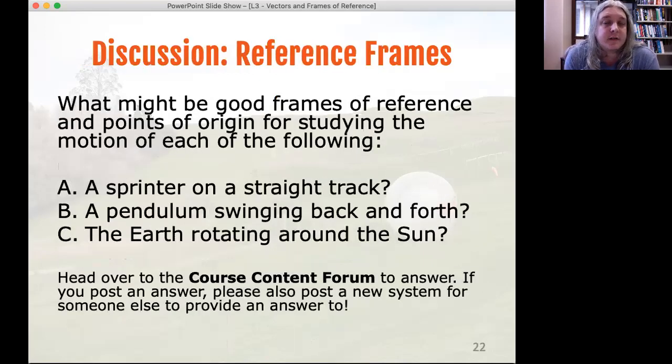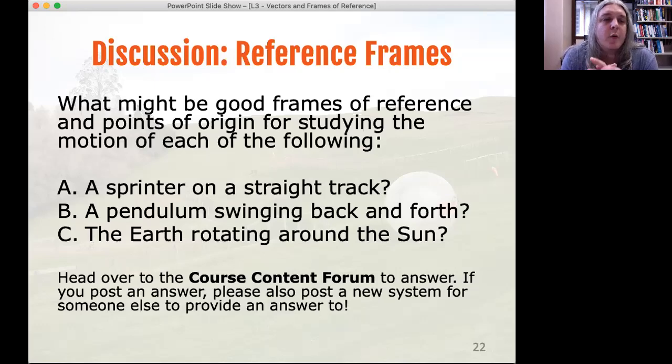So this is an important concept, this idea of frames of reference. And for that reason, I'm going to start a thread on the course content discussion forum, asking you to talk about frames of reference. It's not compulsory, but I do encourage you all to go and have a go to answer in that forum. So there's 3 examples given here, A, B, and C. A is a sprinter on a straight track, B is a pendulum swinging back and forth, and C is the Earth rotating around the sun.